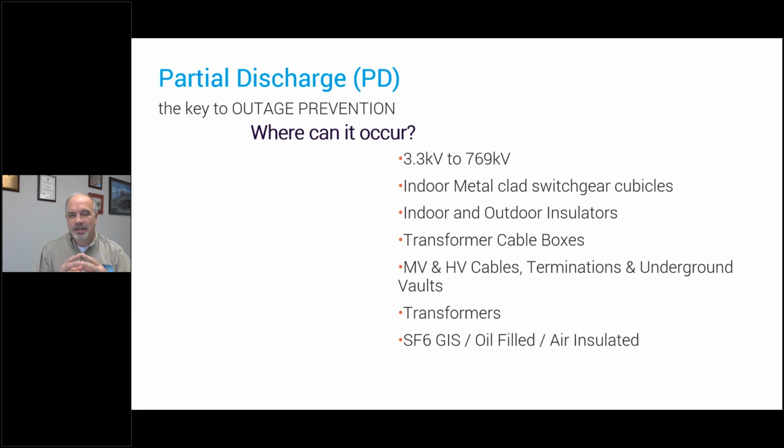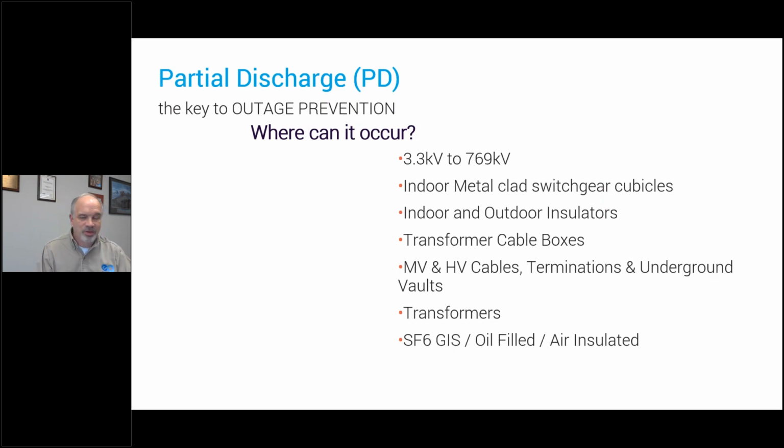Transformer cable boxes is a great place. They tend to be closed up. They tend to have high humidity at times, and they can be highly susceptible to PD. Cables, in the middle of the cable, in the termination of the cables, down in underground vaults, high humidity is an issue, so you get a lot there. It can occur inside the transformer. It can occur in the oil. It can occur in the SF6. It can occur in dry type, cast resin transformers.